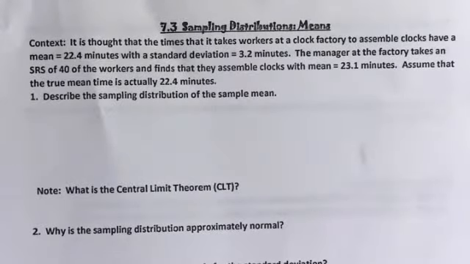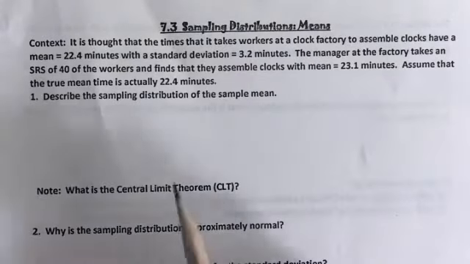Hello, now we will talk about Chapter 7, Section 3, which deals with sampling distributions for means. To explain the concepts of this section, I think it's probably best to just talk about it in a context, in other words, within a problem.